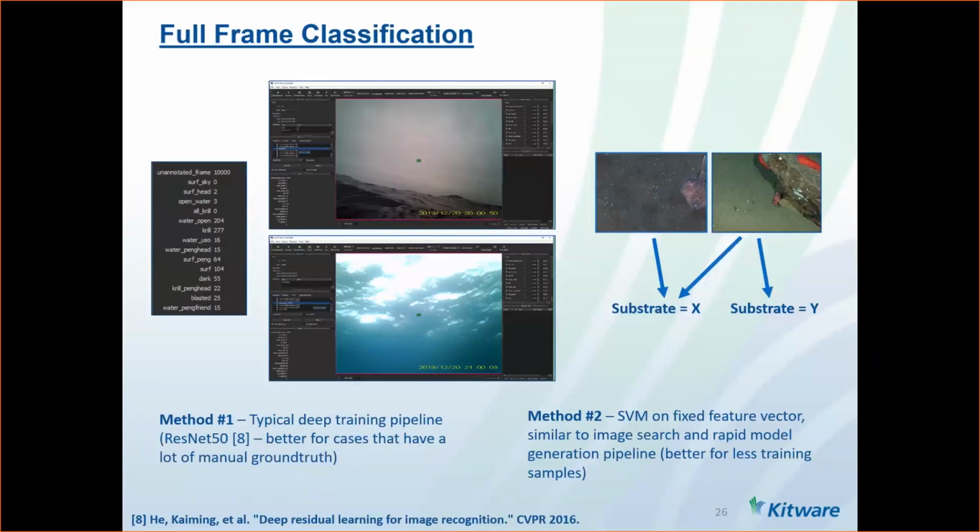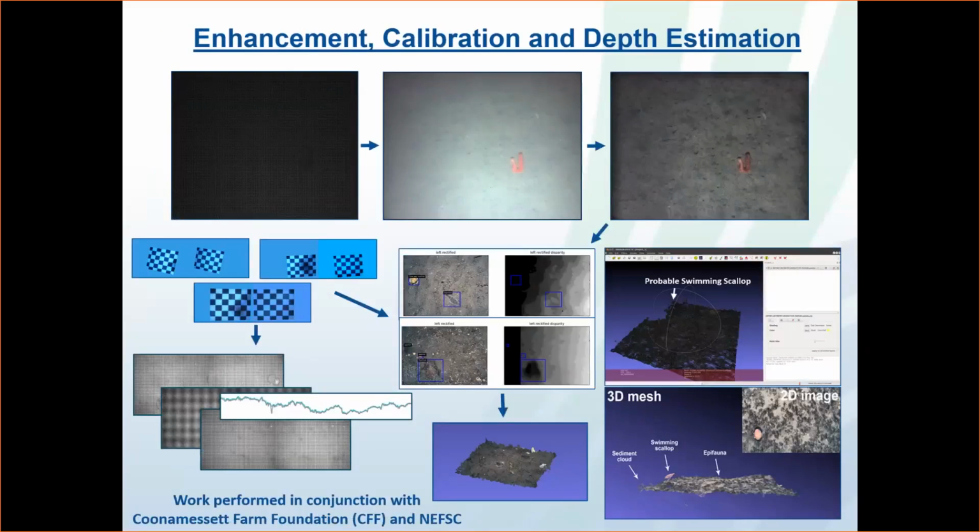So full frame classification is classifying the full frames. For example, substrate type, or in this case that's a penguin cam. They want to know when it's surfacing. They want to know where there's krill in the video. That's a solid example for that. And likewise, similar to the other examples, there's two models here. There's an SVM for when you don't have a lot of annotations, and then there's a deep model for when you do have a lot of annotations. We try to balance those models.